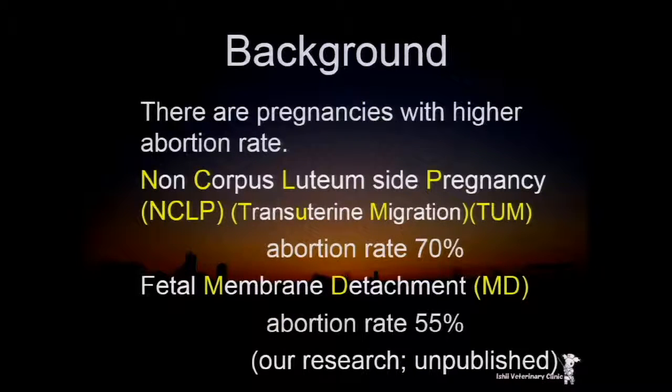Today I'd like to talk about SIDA treatment for abortion prevention in some cases. Ultrasonography has allowed us to find out there are pregnancies with higher abortion rate. In this session, I'd like to talk about these 2 types: non-corpus luteum side pregnancy, NCLP, which includes transuterine migration, TUM, with an abortion rate of 70%, and fetal membrane detachment, MD, with an abortion rate of about 55%.